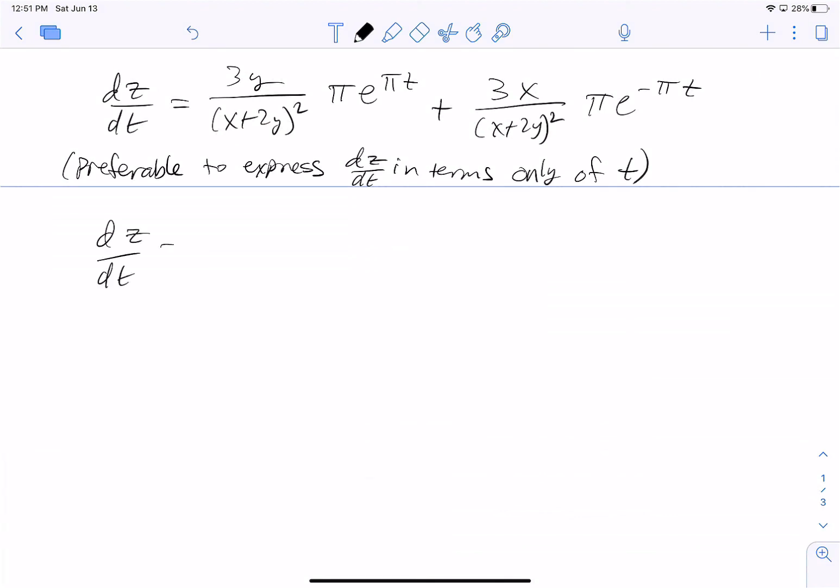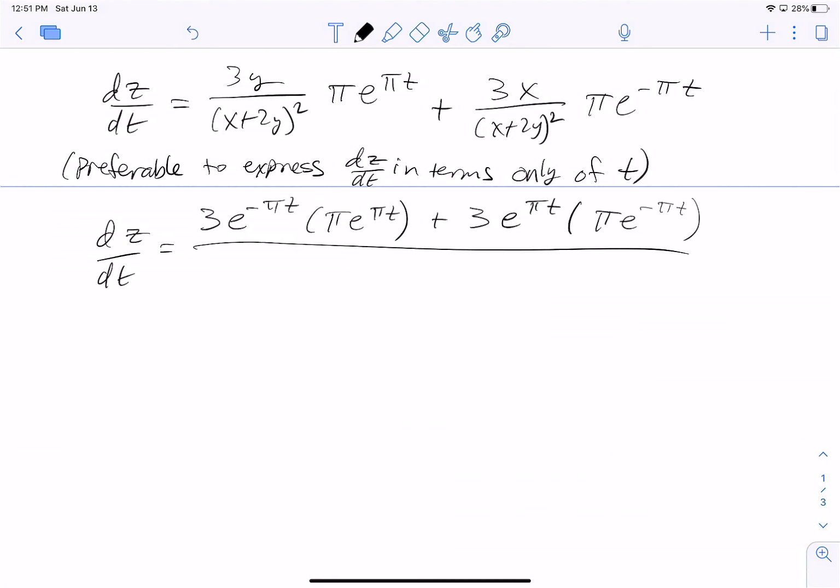dz dt will then become 3e to the negative pi t times pi e to the pi t plus, that was replacing y. Now we're going to replace x in the numerator. So plus 3e to the pi t times pi e to the negative pi t, divided by, now we're going to replace x by e to the pi t and y by e to the negative pi t in the denominator. So we have e to the pi t plus 2e to the negative pi t, the quantity squared.